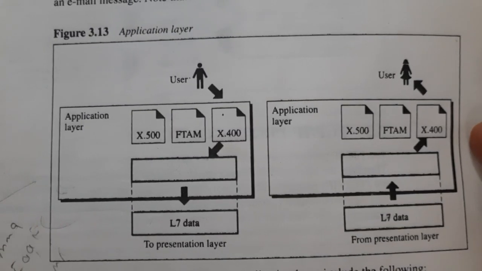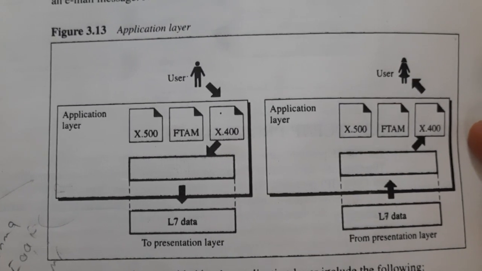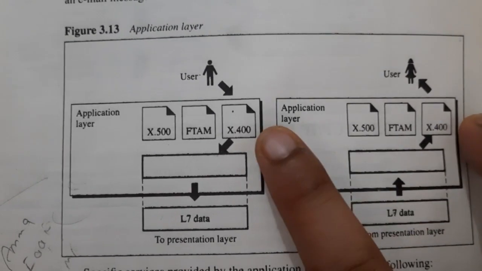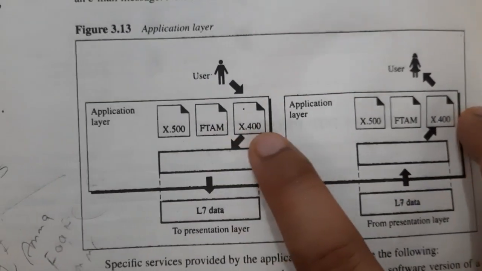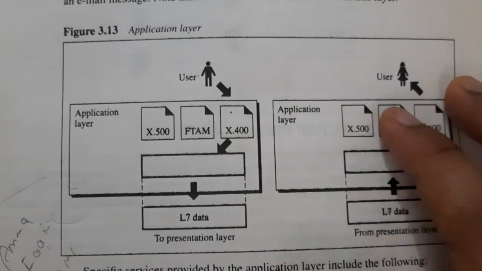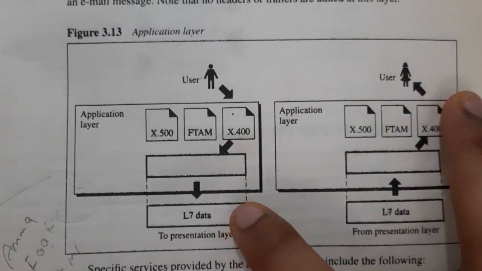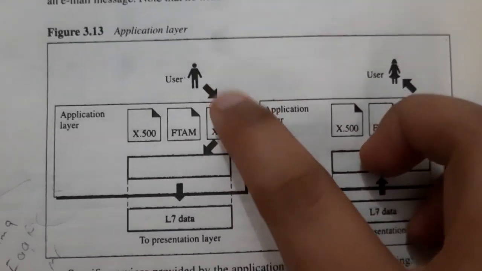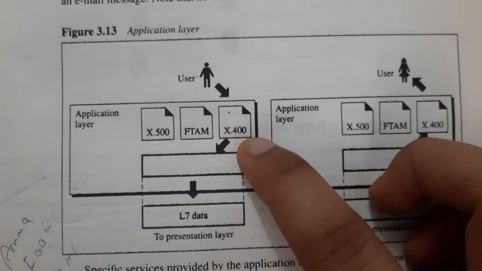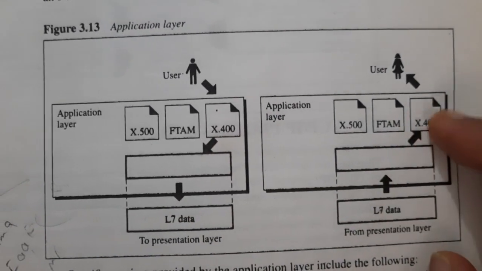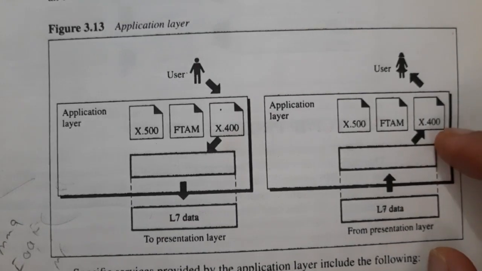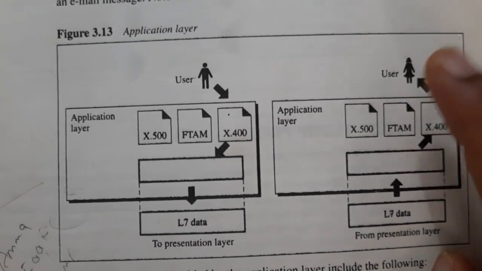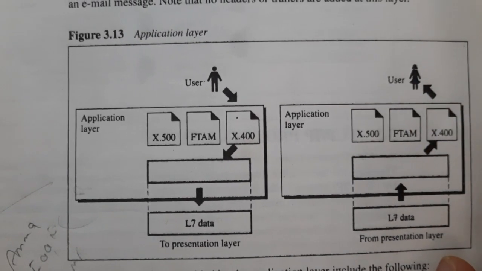This is a function of application layer, and here we define the virtual network terminal and FTAM, all defined in this layer, and we send the file as L7 data and we receive the data. Here we send via X.400, and the receiver also gets the sender's file via X.400. So this is a function of application layer.